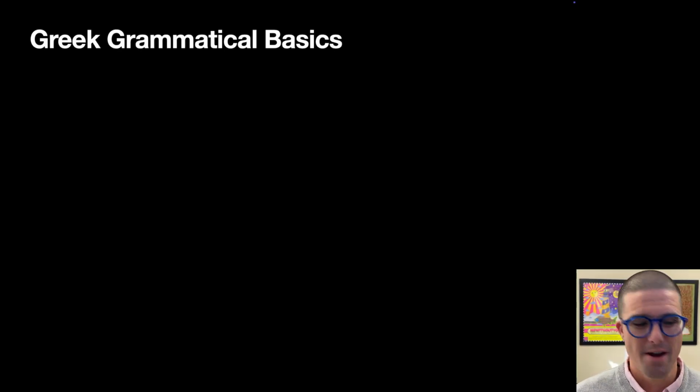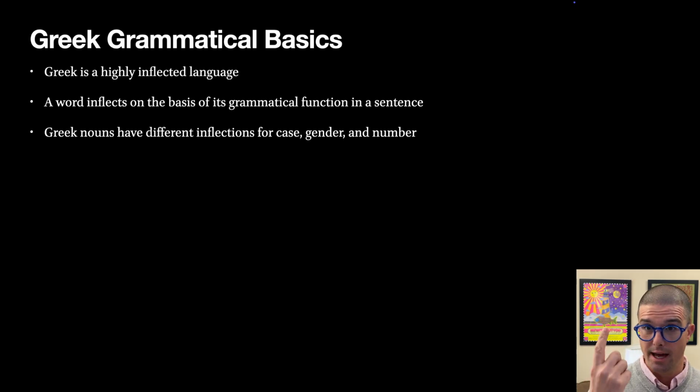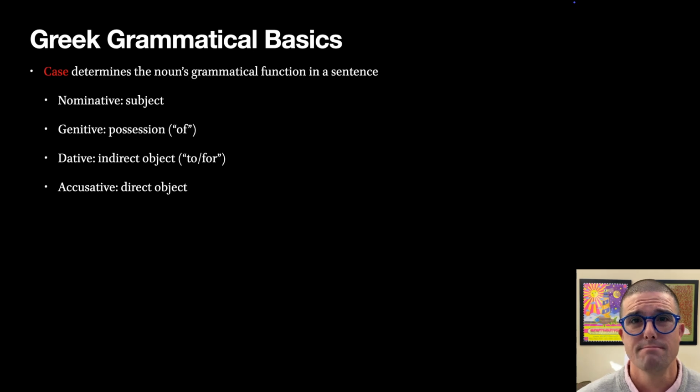Let's move over from grammatical basics of English to Greek grammatical basics. So Greek, highly inflected language, as you've heard and as you know, words change based on their function in a sentence and they embed information in the word itself. When it comes to Greek nouns, they are going to change. They're going to have different inflections, that is, look differently. They're going to change for three different things: for their case, for their gender, and for their number. So let's talk about what those different things mean.